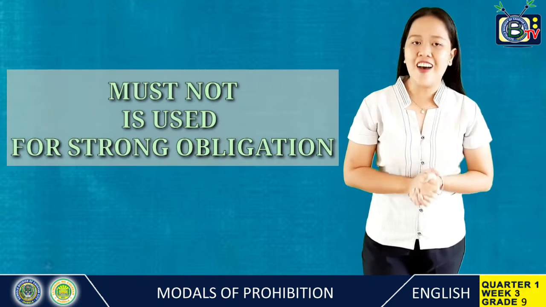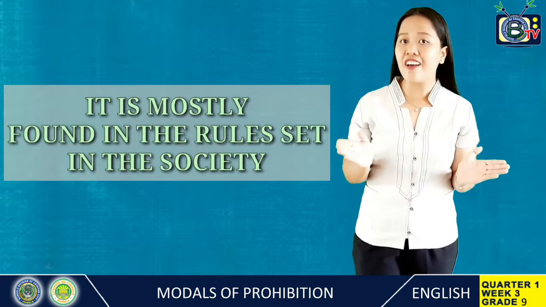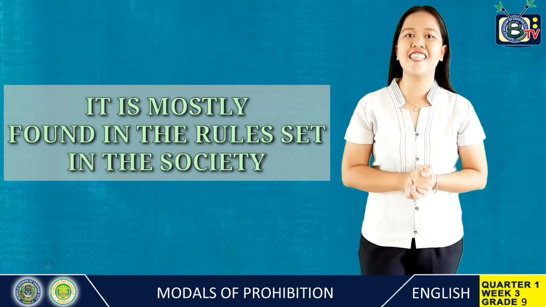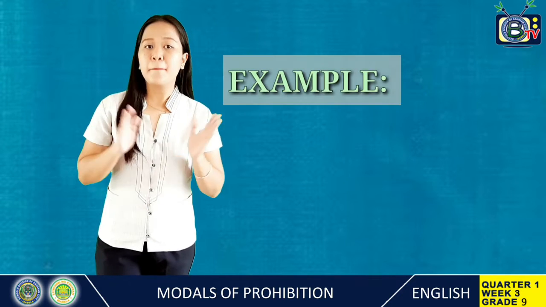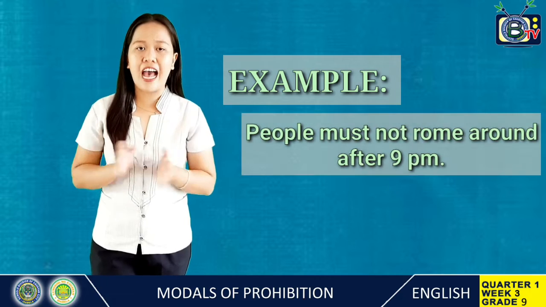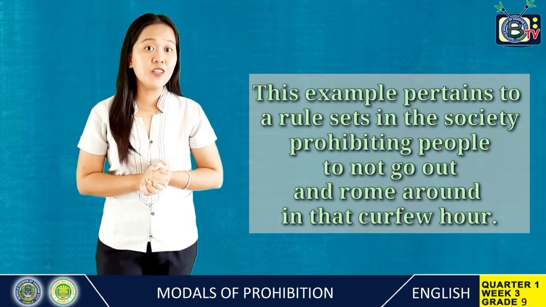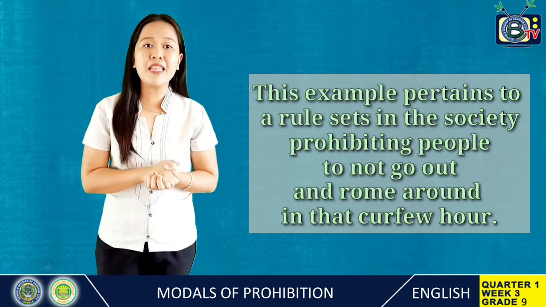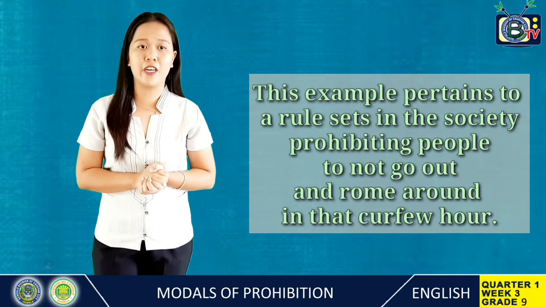Remember, must not is used for strong obligation. It is mostly found in the rules set in the society. Let's have here another examples. People must not roam around after 9 p.m. This example pertains to a rule set in the society prohibiting people to go out and roam around in that curfew hour.